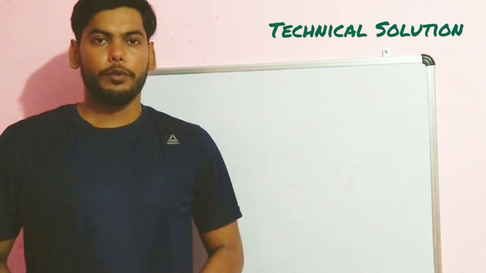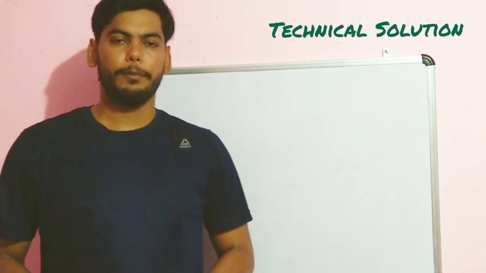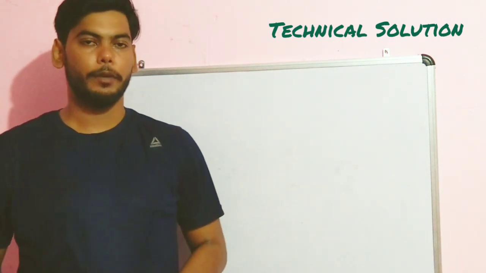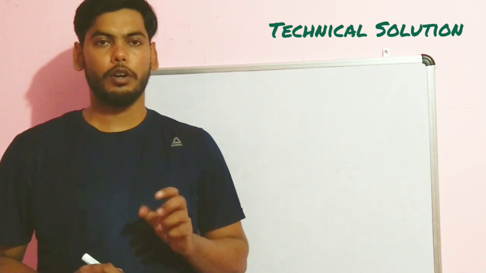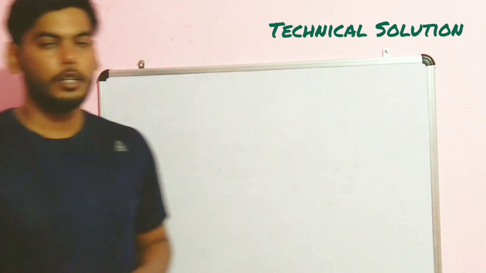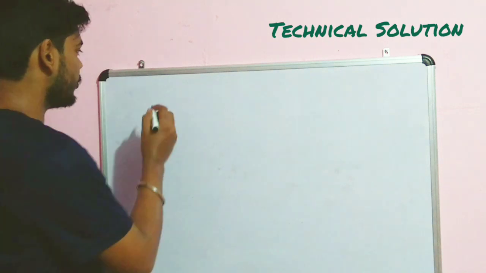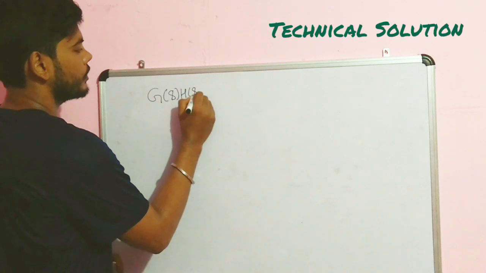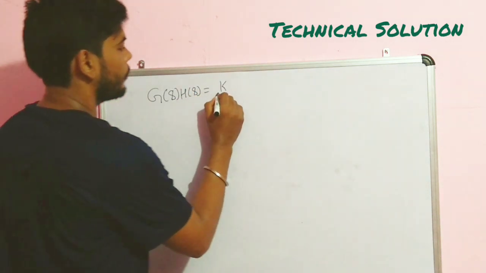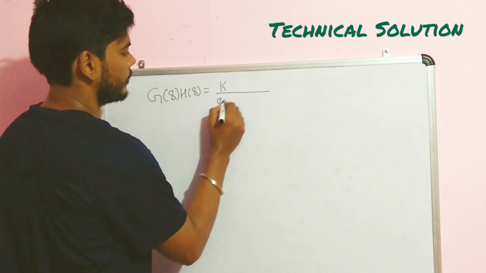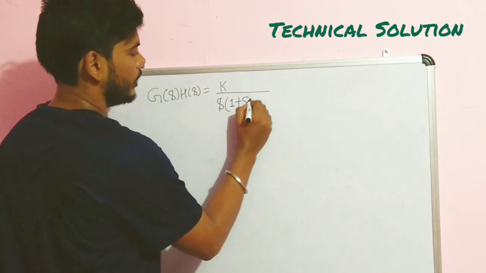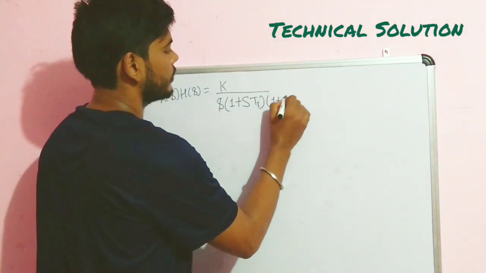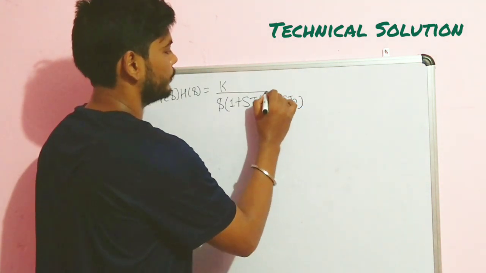Now today I am going to solve some problems based on polar plot and Nyquist plot. Before starting the problems, I am going with an example to see a technique to draw a polar plot in a simple manner. So suppose we have a transfer function G(s)H(s) is equal to K upon s(1 + sT1)(1 + sT2).